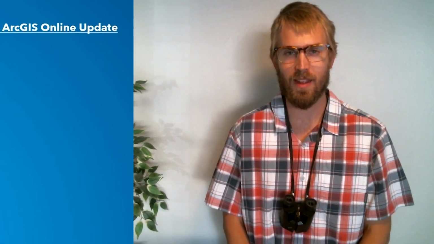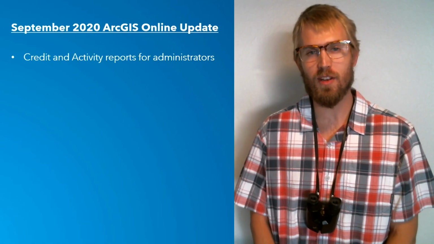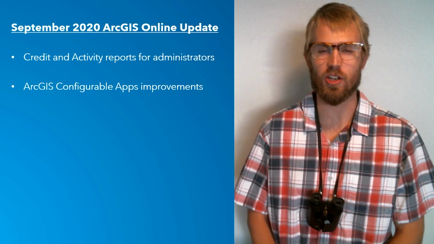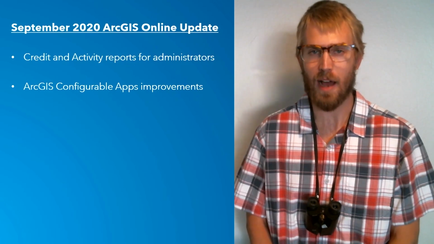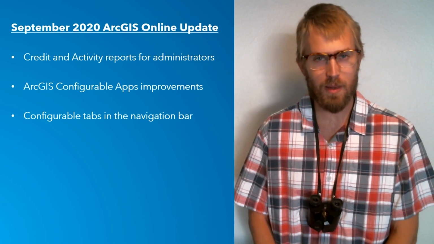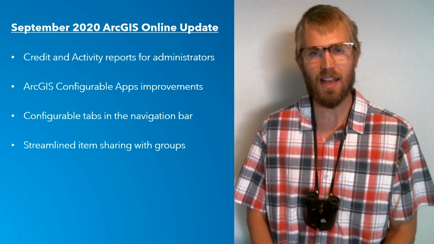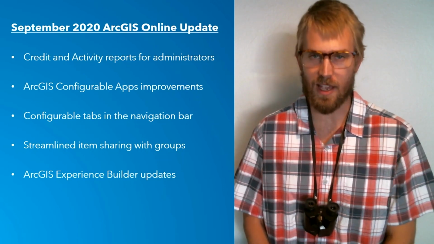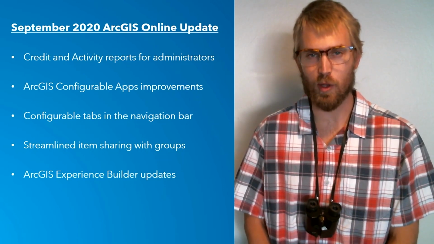I'm here today with 5 of the top new features coming to ArcGIS Online in the September 2020 update. We have the credits and activity reports for administrators, a new screenshot widget and position manager coming to the ArcGIS Configurable Apps, configurable tabs in the navigation bar, streamlined item sharing with groups, and a new table widget, plus the ability to autoplay views with view navigation in ArcGIS Experience Builder.